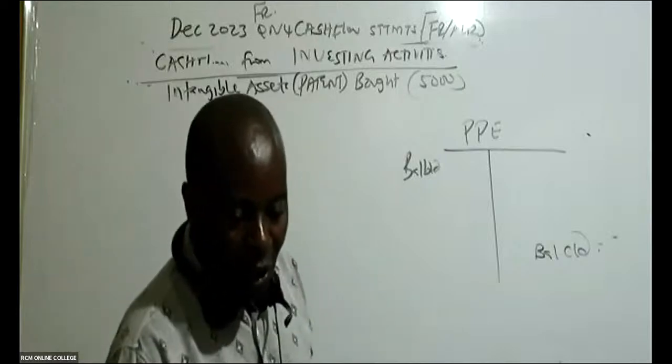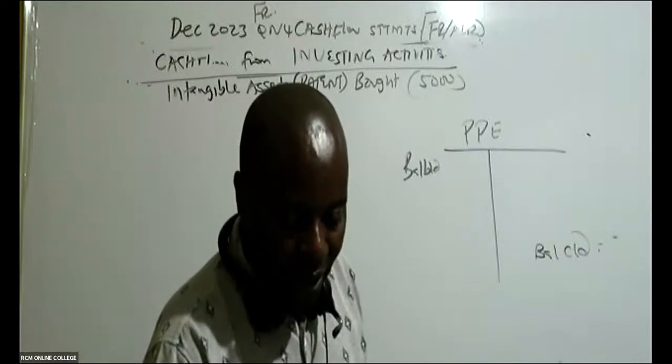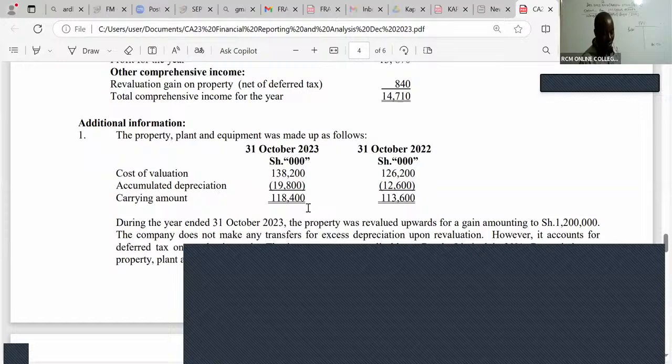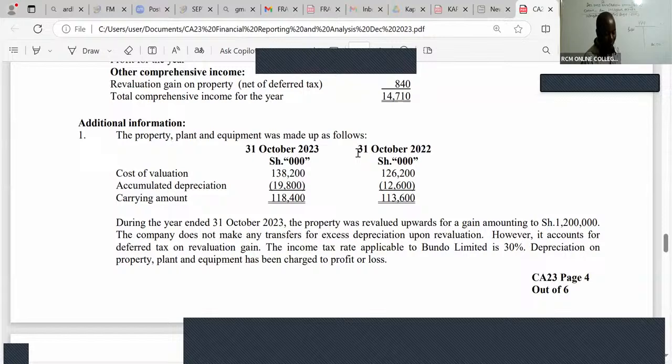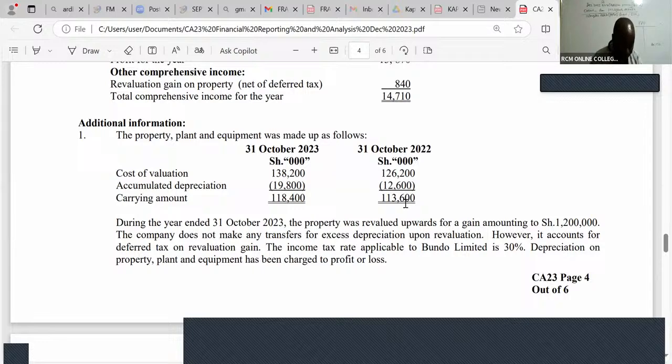Track this in your balance sheet. Property, plant, and equipment, track this in your balance sheet. Actually, it's even given here. You can see the property, plant, and equipment were made as follows. You can see 2022, the brought down is 113,600. And the carry down is 118,400.